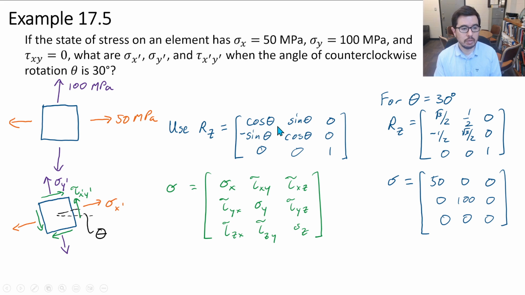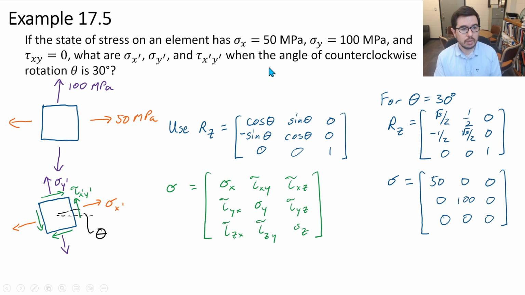So you can plug in 30 degrees into this, and you get square root of 3 over 2, 1/2, minus 1/2, square root of 3 over 2, okay, and that's your rotation matrix. This is the tensor associated with the initial state of stress.